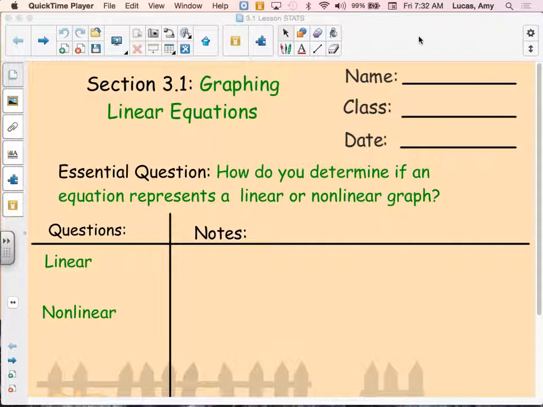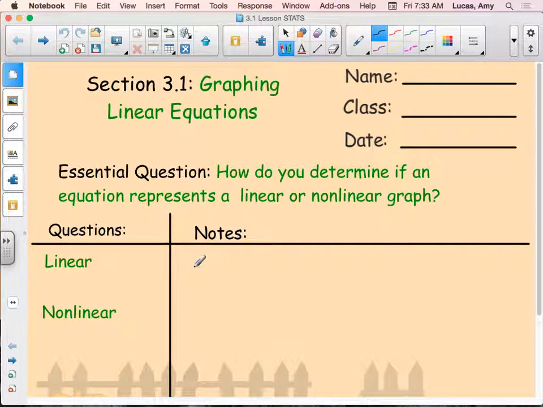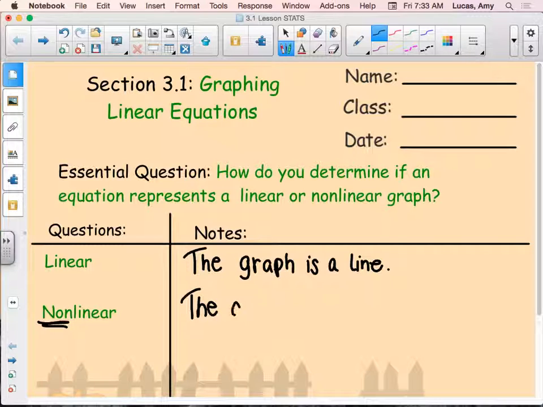Our first new vocab word is linear. If you look at the first 4 letters in the word linear, what you see is the word line. So when an equation represents a graph that is linear, linear means that the graph is a line. The word nonlinear then, the prefix non means not, so nonlinear means that the graph is not a line.